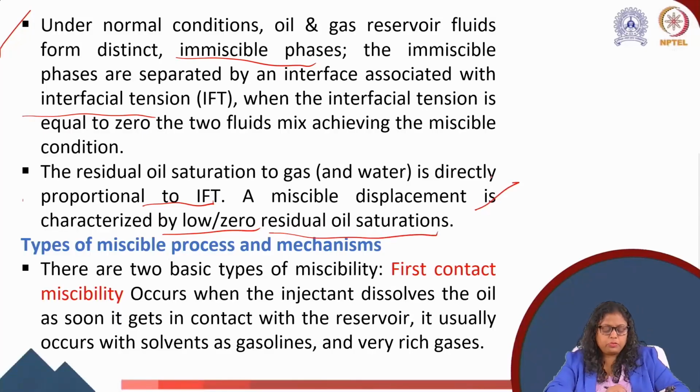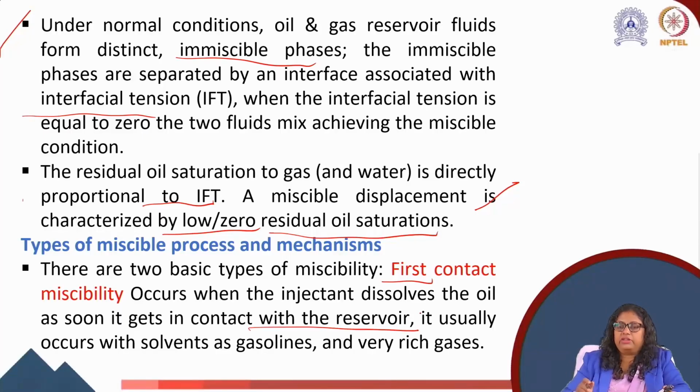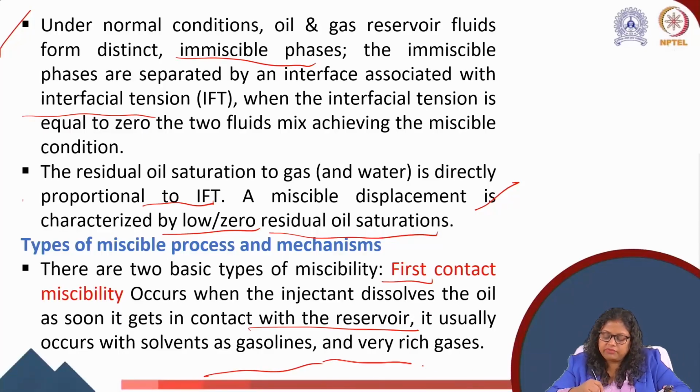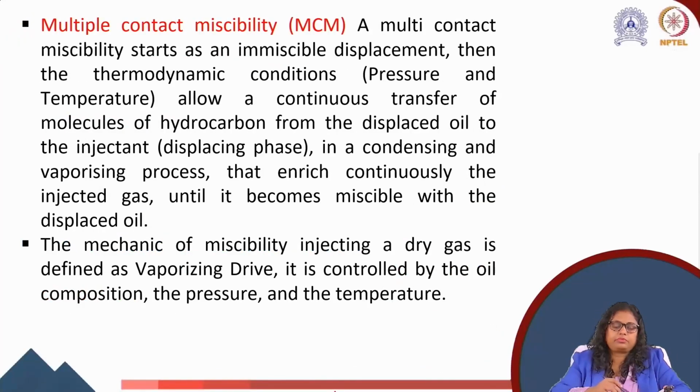So the two processes we have seen are miscible and immiscible. Under the miscible process, we have two types of miscible mechanism: the first one is first contact, and then we have multiple contact. So there are two basic types of miscibility. First contact occurs when the injectant dissolves the oil as soon as it gets in contact with the reservoir oil. It usually occurs with solvents such as gasoline and very rich gases.